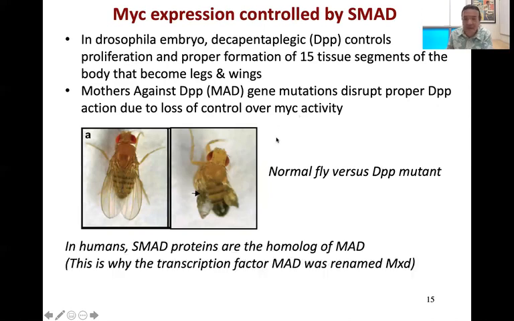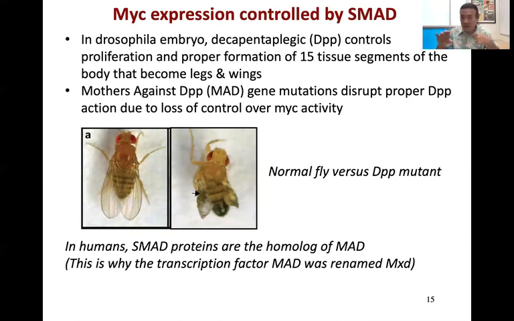I wanted to point that out because this was named MAD in flies, and this is a very different protein than the MAD that was originally identified as the MAD-MAX, MYC partner. You can tell how this would get confusing really fast, because both of these are somehow involved in the regulation of MYC. But this MAD protein, Mothers Against DPP, is not the same one that binds to MYC.